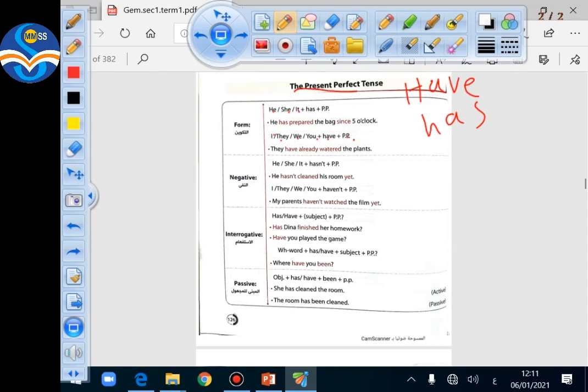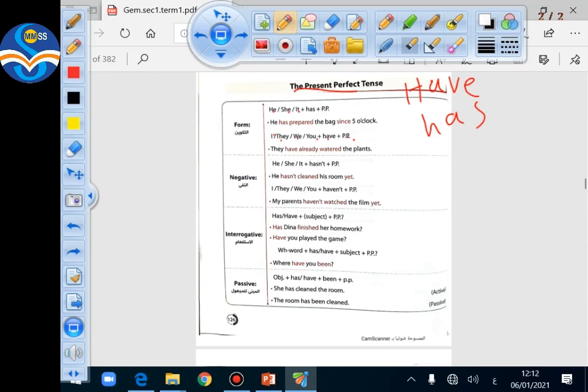If it's a regular verb like play, the second form, which is the past simple, is played, and the past participle is played also. While if it's an irregular verb like eat, the second form or the past simple is ate, and the PP is eaten. So let's take an example.